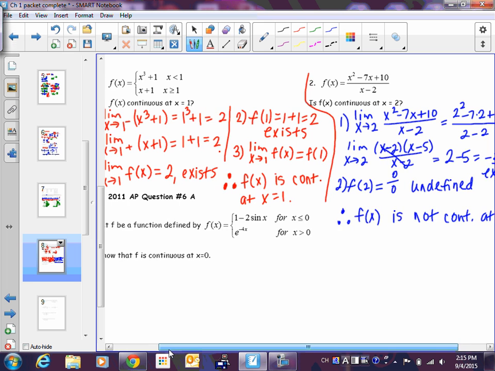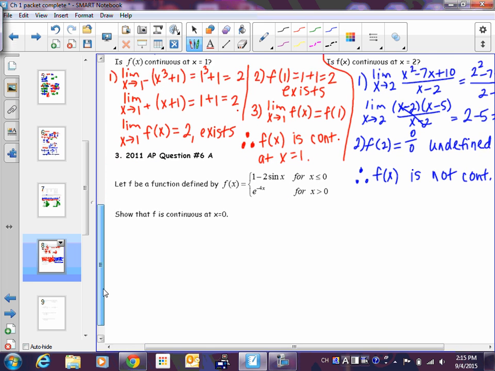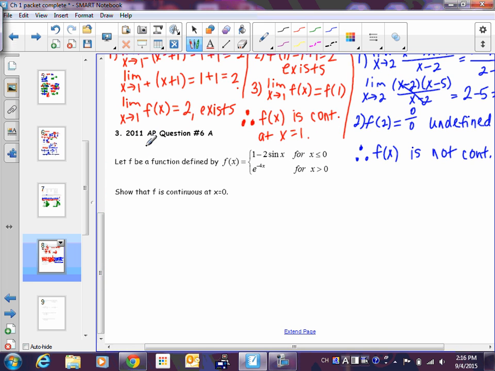Okay, so look at this next example 3. This is an old AP test question, not really that old, but it was on the AP test a few years ago. It says let F, and then look, there's trig and an E, but don't let that throw you. It's going to be fine. And then this says show that F is continuous. What is that implying? That all 3 conditions should be met. They're not asking us if F is continuous. They're saying it should be. So if you get stuck along the way, let it guide you that all 3 conditions should be met.